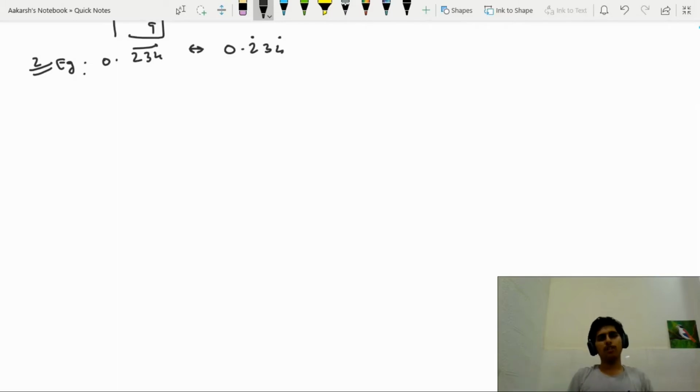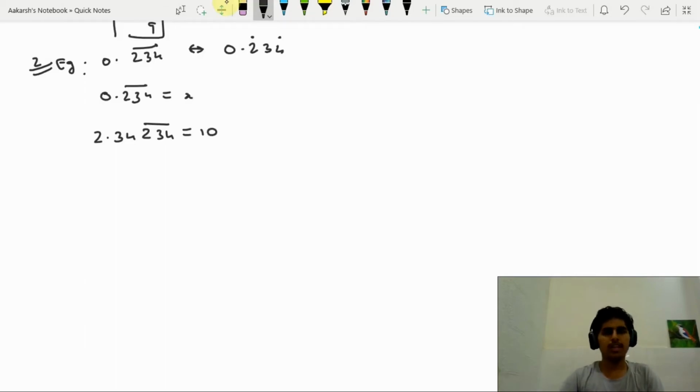And now for the solution, remember the three steps. First step, assume. So I assume 0.234 bar to be equal to x. Now next I have to multiply it by some power of 10. So if I multiply it by 10 itself, what will I get? I'll get 2.34, and then I have these repeating. It will be 234, 234. So I'll have a bar over here. So this is equal to 10x.